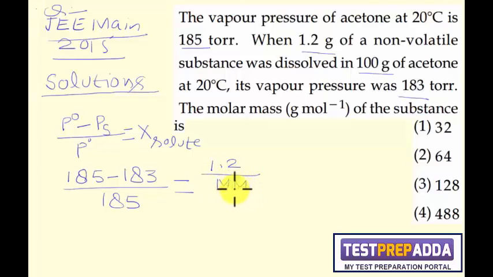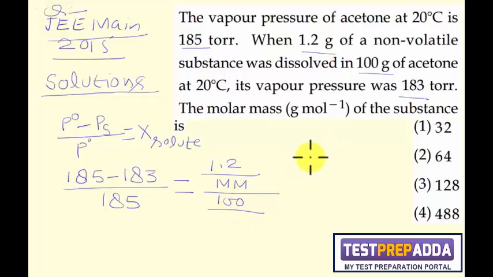that has been asked. This is nothing but number of moles of solute upon number of moles of solute plus number of moles of solvent. But the solution is a dilute solution. We can ignore or neglect number of moles of solute with respect to number of moles of solvent. So in the denominator we can write mass of the solvent upon molar mass of the solvent.